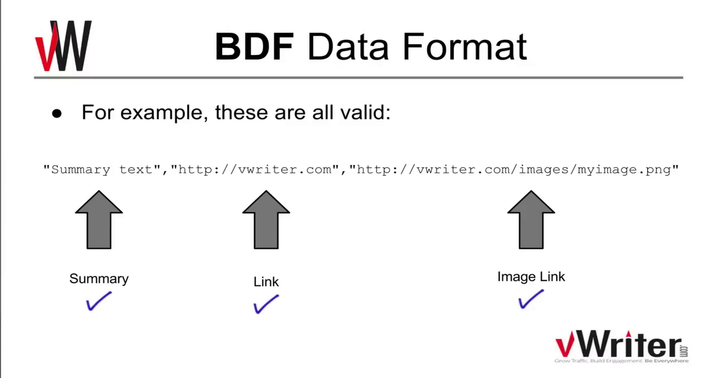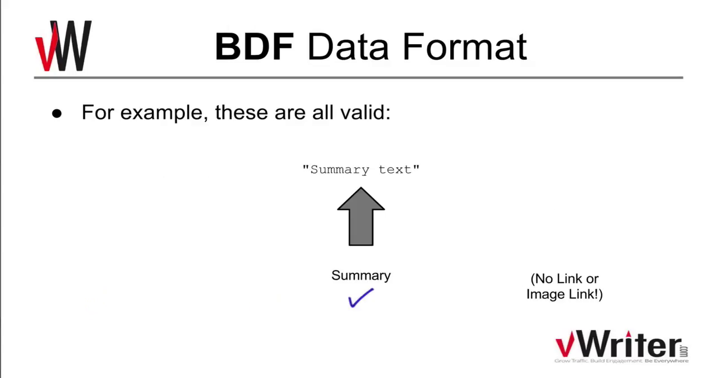So these are some examples of CSV file lines that would be suitable, that would be valid. A CSV file would have lots of these lines in them, basically. In this example, you have the summary text, a link, and a link to an image as well. So it's all showing there.